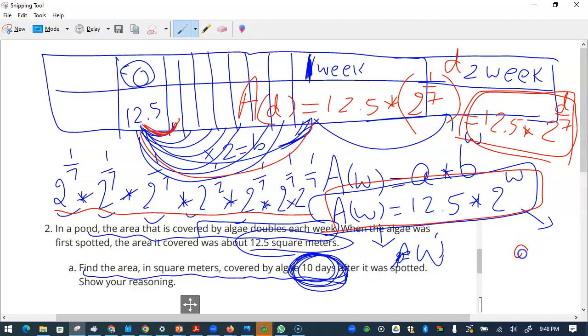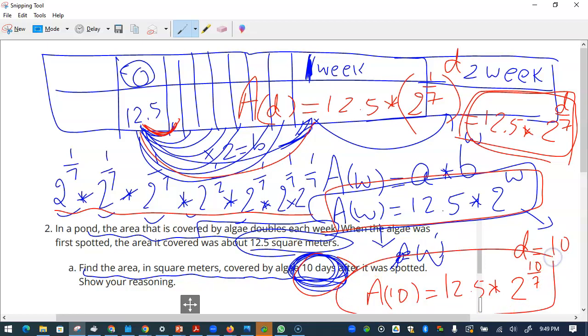And you can clearly see when days is equal to 10 days, because that's what he's asking here. So for area at 10 days, you just do 12.5 multiplied by 2 raised to 10 over 7, and you're done. So that's how you do this, using days.